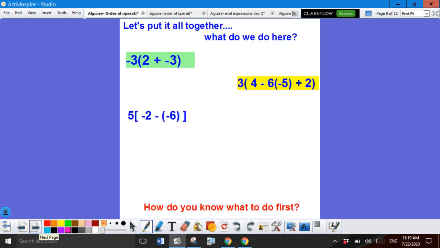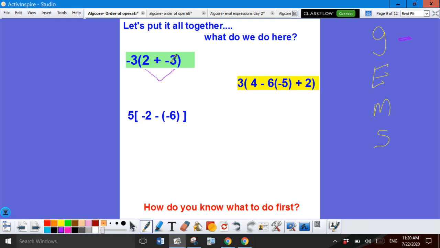Okay, so let's use this GEMS. And let's decide, as we're simplifying these, what gets to go first. The first thing I'm going to look for is parentheses. We're going to start with this green problem. I look for parentheses, and notice how I have a parenthesis here. So that means I'm going to do this part first.